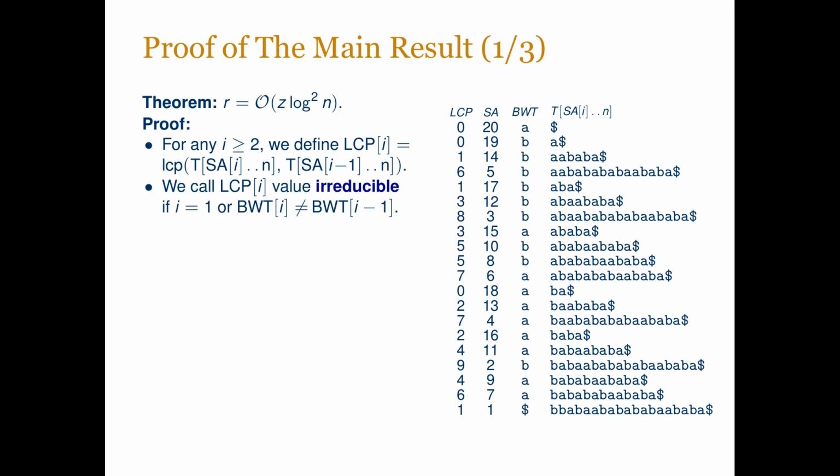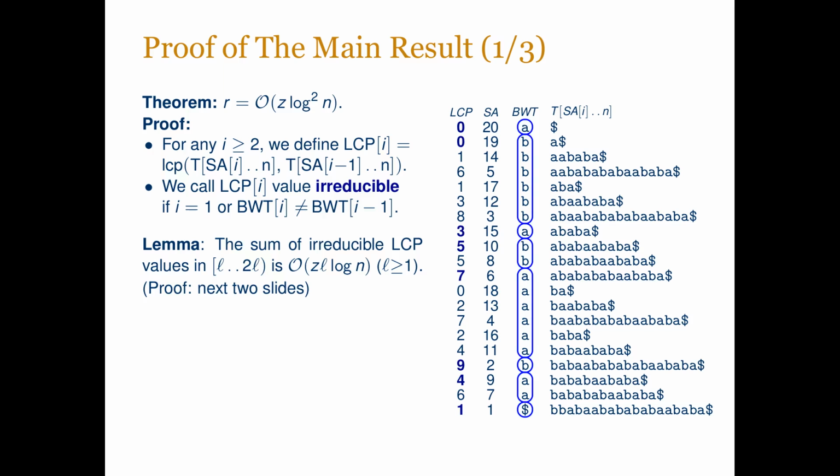We call LCP of i irreducible if either i is equal to 1 or BWT of i is different from BWT of i minus 1. In other words, irreducible LCPs are the LCPs between suffixes which are on the boundary of runs in the BWT. The following lemma holds. The sum of all irreducible LCPs having values in the interval from L to 2L is bounded by O of z times L times log n. We will prove this lemma on the following 2 slides.